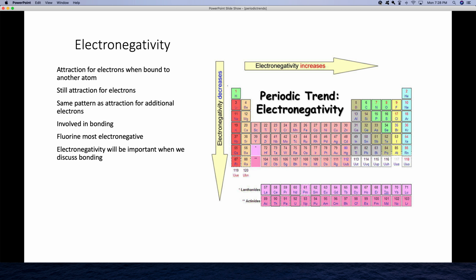It's still attraction for electrons, so one would expect it to follow the same pattern, and it does. Moving to the right, atoms get smaller, and attraction for electrons increases. Moving down a column, atoms get bigger, and attraction for electrons should decrease.